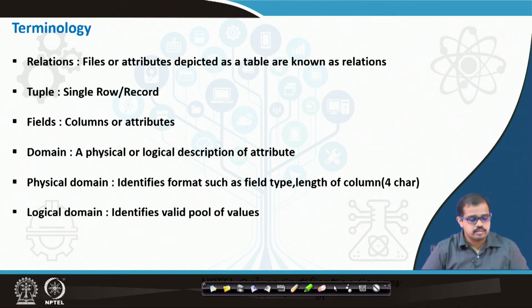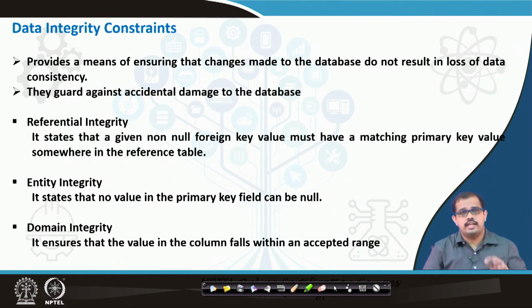Okay, then domain: a physical or a logical distribution of an attribute. So this can be anywhere in the database. When you look at a physical domain, it identifies formats such as field type, or length of a column, normally 4 characters, etc. When you look at the logical domain, it identifies a valid pool of values, that is the range of values, it may be yes or no values, qualitative, quantitative values, whatever is there. So that becomes a logical domain, whereas the physical domain gives you the field type, field length, etc. So this becomes a physical domain. Okay, so these are different terminologies that are used when you are looking at the database.